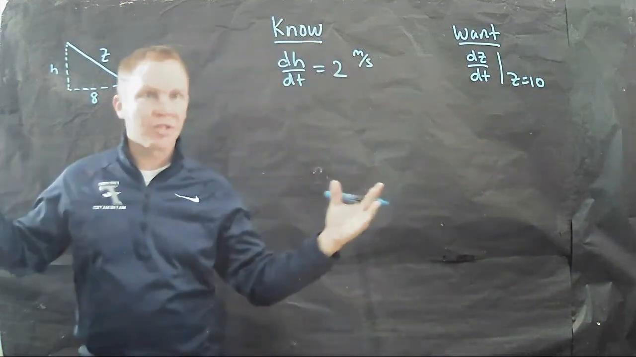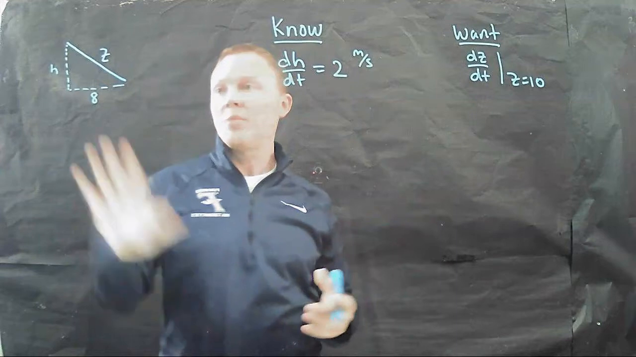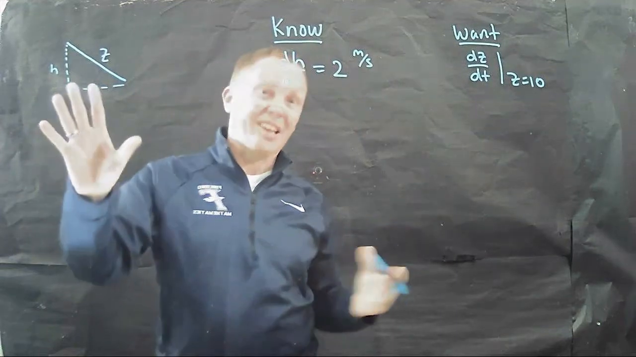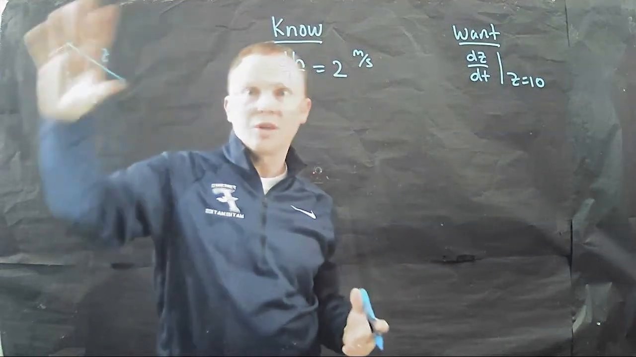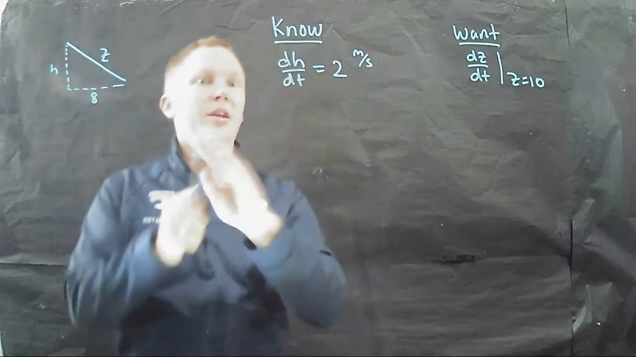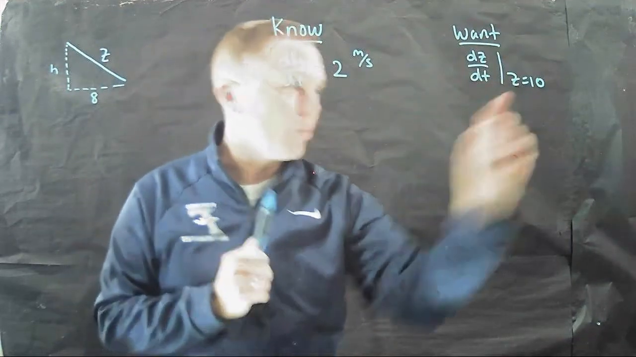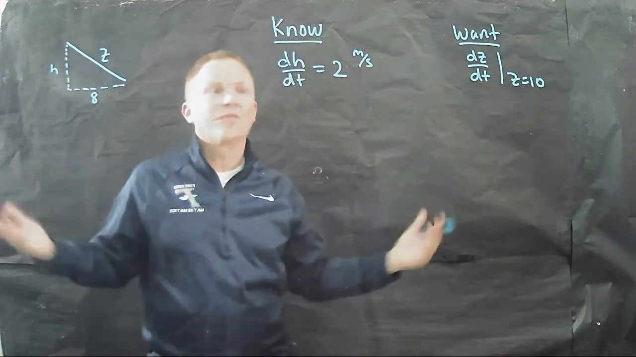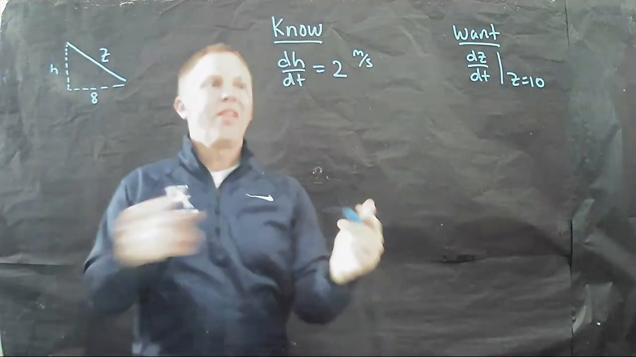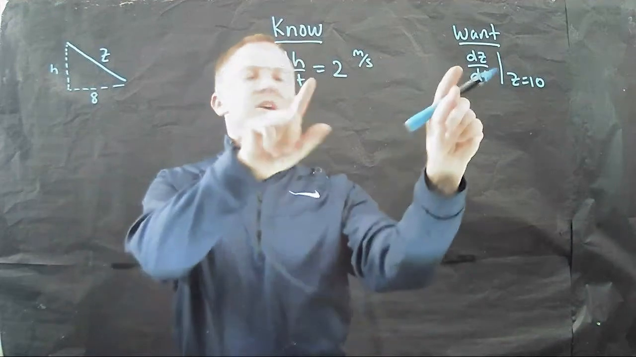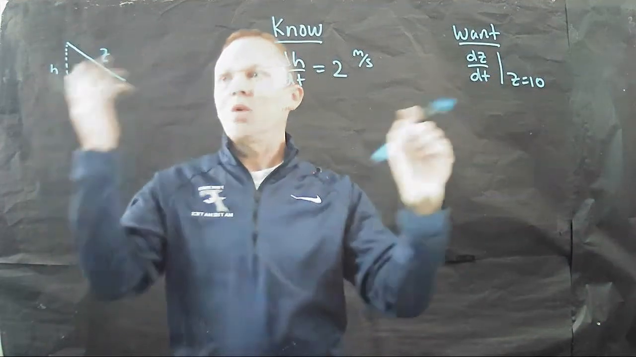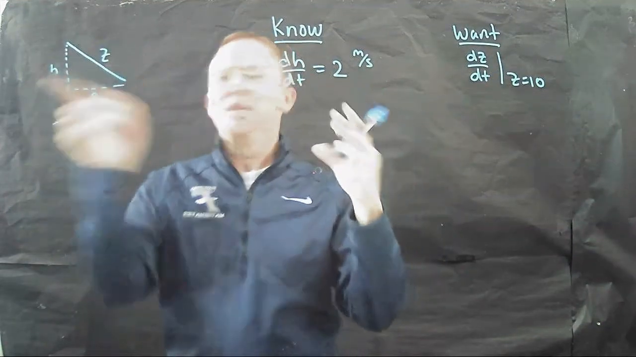Okay, so that's our first step. Well, that's actually our second and third, actually. So our first step is to draw a picture and assign some variables. Then, what do we know? What do we want to know? And when do we want it? Okay, next step is to find some equation that relates these variables. Like what's an equation here that relates z and h?